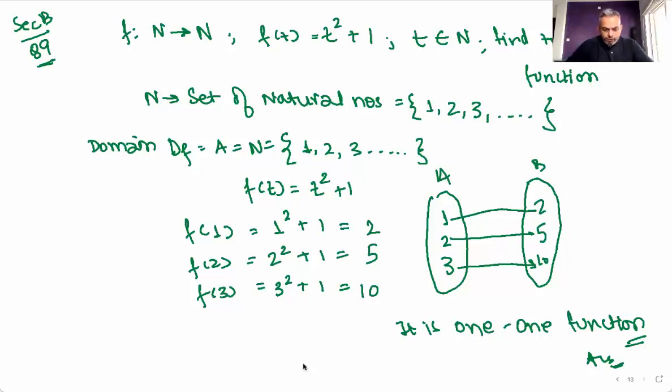In homework, you have to do illustration number 7 to illustration number 13 and section A and section B, including theory.